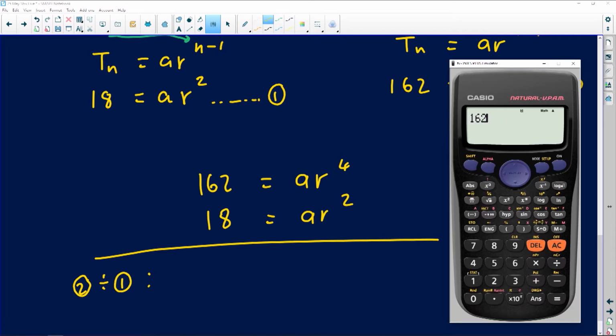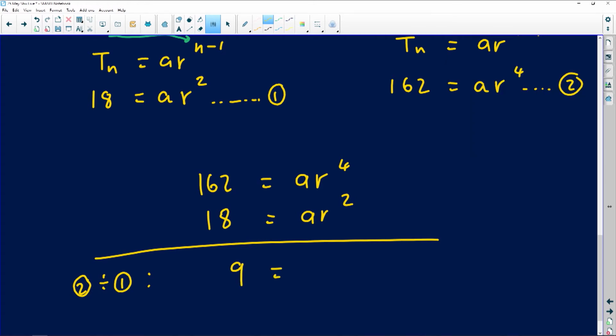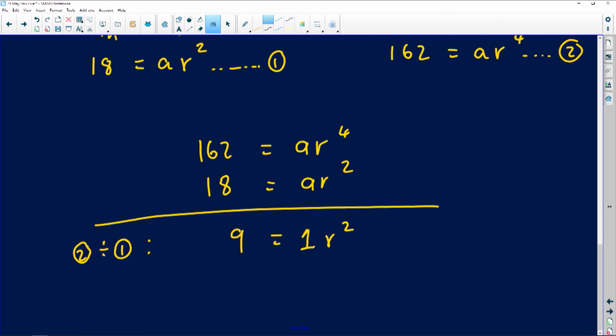When you take 162 and you divide it by 18, you end up with 9. How nice is that? So I'm getting 9 equals A divided by A, which will give you a value of 1, times R to the 4 divided by R to the 2. When you're dividing same bases, you subtract the exponents. So I'm going to have 1 from A divided by A, and then R to the power 4 minus 2, which is going to give me 2. So my R squared is coming out as 9, and I take the square root on both sides.